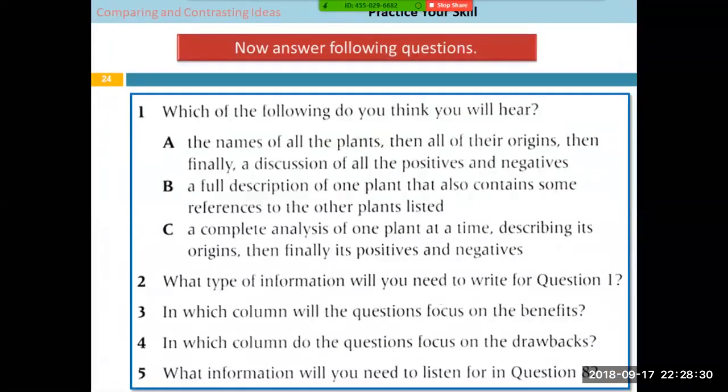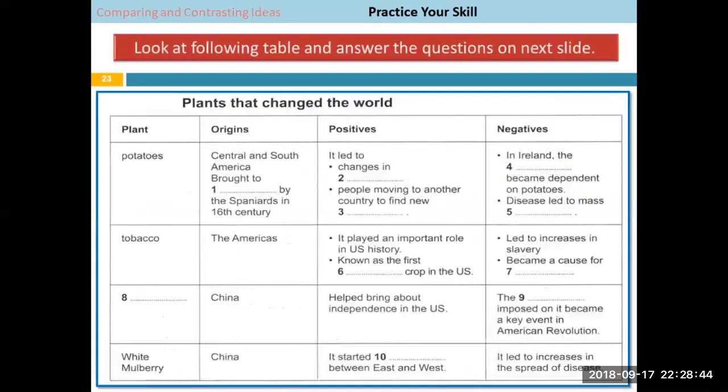Okay, then in which column will the questions focus on the benefits? Obviously, we know that: in advantages. In which column do the questions focus on the drawbacks? We also know that. What information will you need to listen for in question number 8? Oh, you will not forget it, actually. Yes, I will not at all forget that.